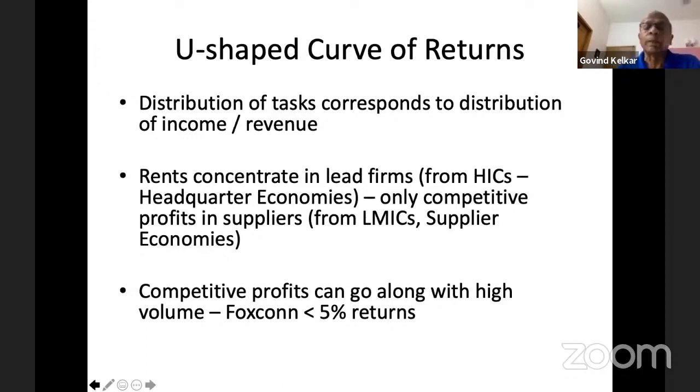So for instance, Foxconn, you may have heard of Foxconn, which assembles most of China's iPhones and iPads and the MacBook, etc. Their rate of return is not even 5% on capital. Or their margin, not rate of return on capital, sorry, their margins are less than 5%, but they have very high volumes. And on the other hand, as I mentioned to you, the margin of Apple is about 50%.